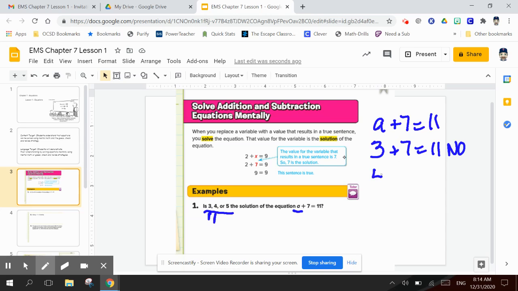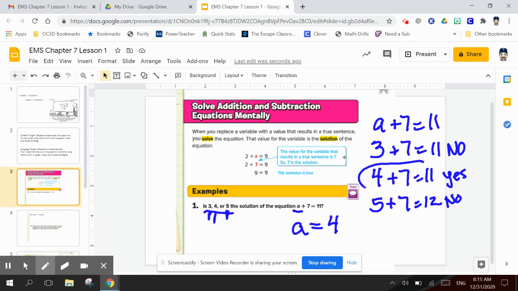So a is now 4. Is 4 plus 7, 11? Yes. But just to make sure, we're going to try 5 as well. So if my variable is 5, I take out the a, I put in 5. 5 plus 7 equals 12. That means no. So the solution is a equals 4, because 4 is the only one that gives me the correct value of 11.